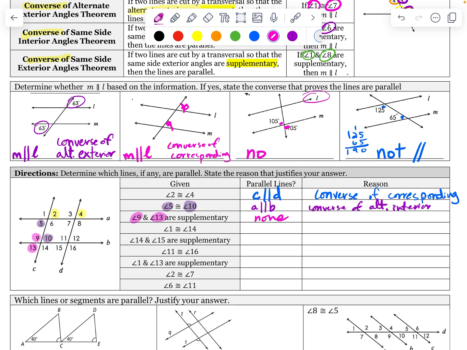Okay, 1 congruent to 14. So I have 1 here, I have 14 here. Those are going to be alternate exterior, and they're exterior of A and B. So that's A parallel to B. Converse of alternate exterior. 14 and 15 are supplementary. So that's same side interior of C and D. C is parallel to D, and that is because it is the converse of same side interior.